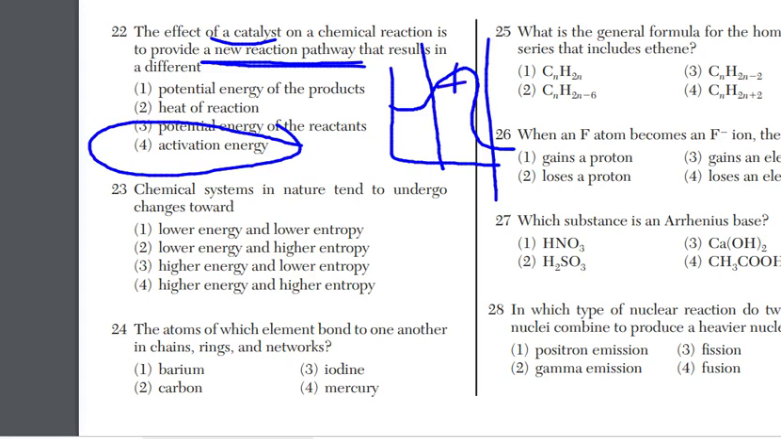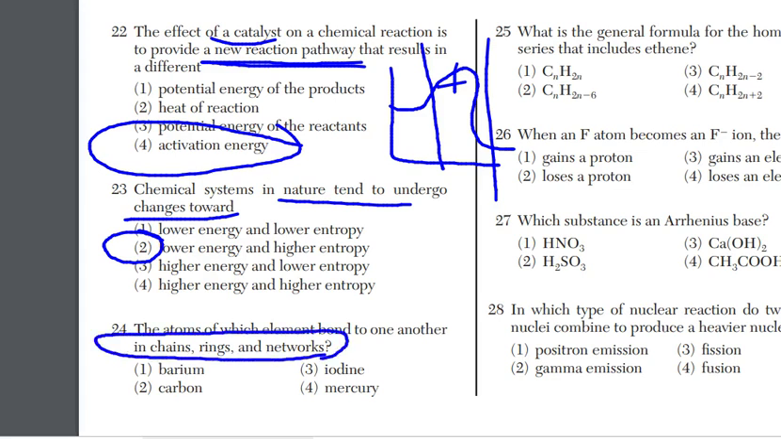In 23, chemical systems in nature tend to undergo changes towards, well, lower energy and higher entropy. Meaning lower energy states, they're going to be more stable. Higher entropy, which means randomness. It's a fact, know it. 24, atoms of which element bond to one another in chains, rings, and networks. It's an element that we study in chemistry. If you take chemistry in college, you're going to take at least a whole year of what's known as organic chemistry, and that is the study of carbon, or really carbon compounds. So the answer for 24 is carbon.